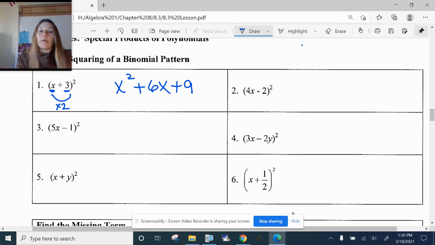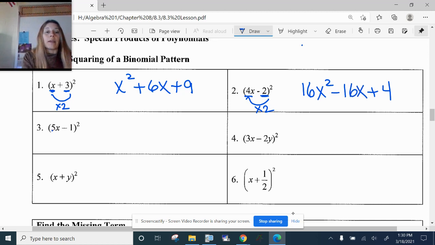On the next example, 4x times 4x, 16x squared. Negative 2 times negative 2 is positive 4. And to get the middle number, 4x times negative 2 is negative 8x, but I'm going to double it and get negative 16x. Number 3, 5x times 5x, 25x squared.